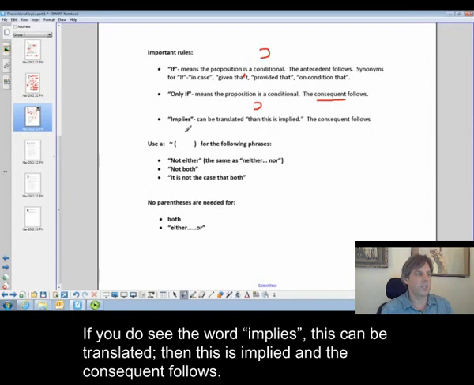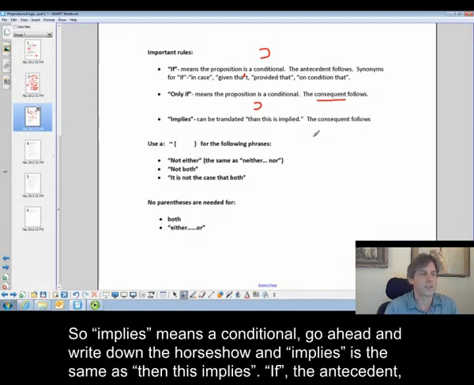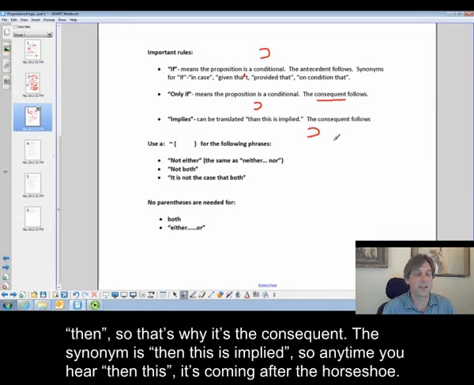Okay, if you do see the word implies, this can be translated, then this is implied, and the consequent follows. Okay, so implies means a conditional. Go ahead and write down the horseshoe, and implies is the same as then this implies. If the antecedent, then, so that's why it's the consequent. Okay? The synonym is then this is implied. So anytime you hear then this, it's coming after the horseshoe.